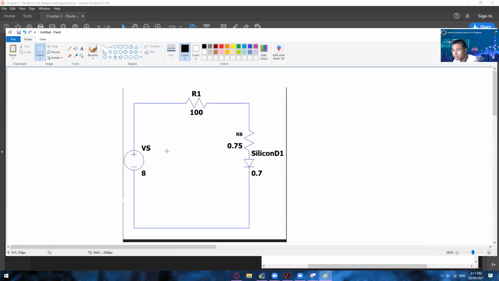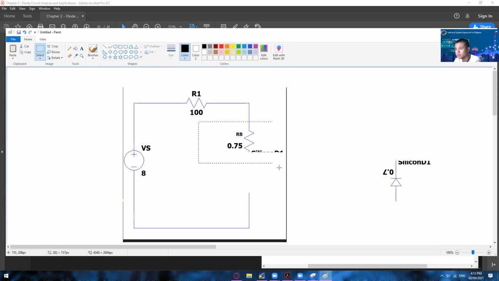Now, as you can see, this one is a forward bias. But what if we have a reverse bias? Let's just say we flip this one. Never mind the 0.7. Now, what if we have this kind of representation, positive to negative and then negative to positive? As a result, this will become an open circuit.